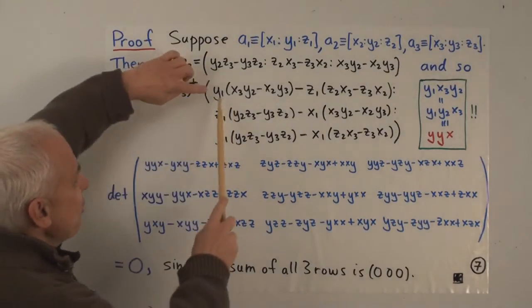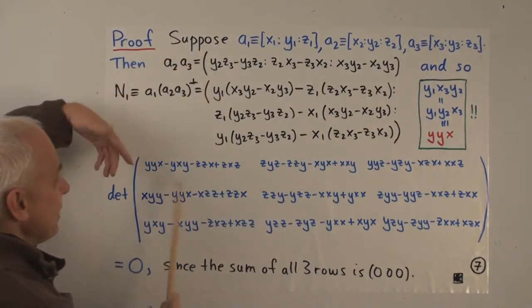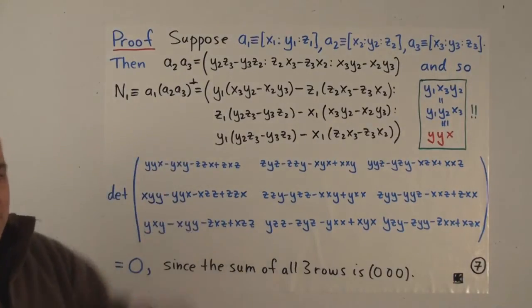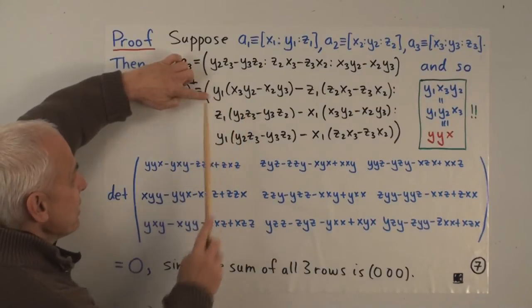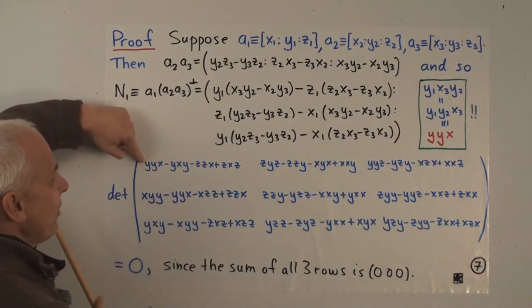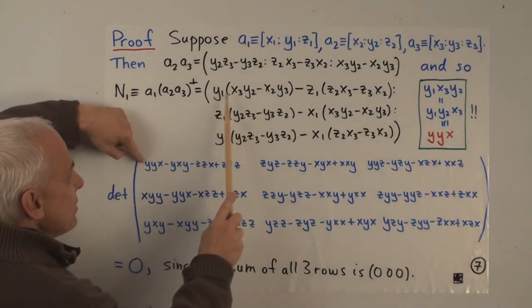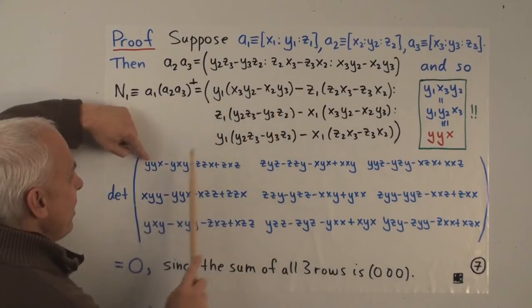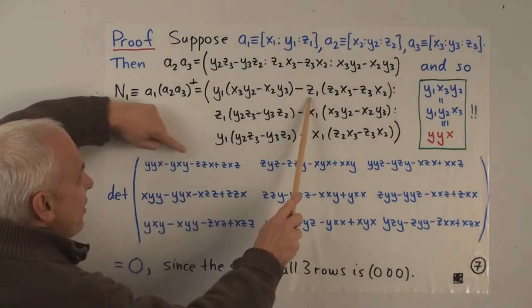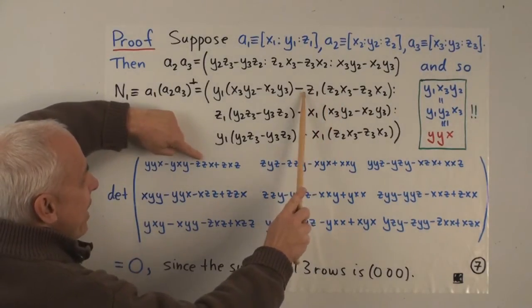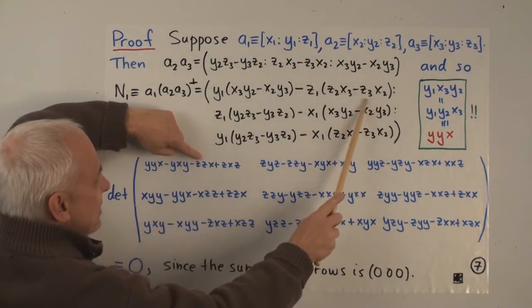Alright, so now I'm going to rewrite this thing here in a more compact form without the indices. So this first one is y1, y2, x3, that's just y, y, x. The next one, minus y1, x2, y3, that's minus y, x, y. Minus z, z, x, and plus z, x, z.